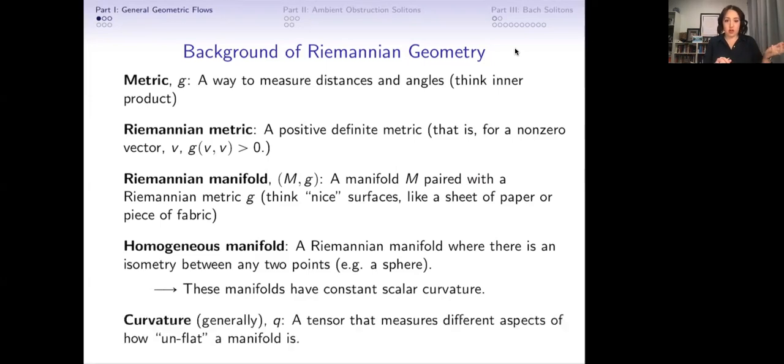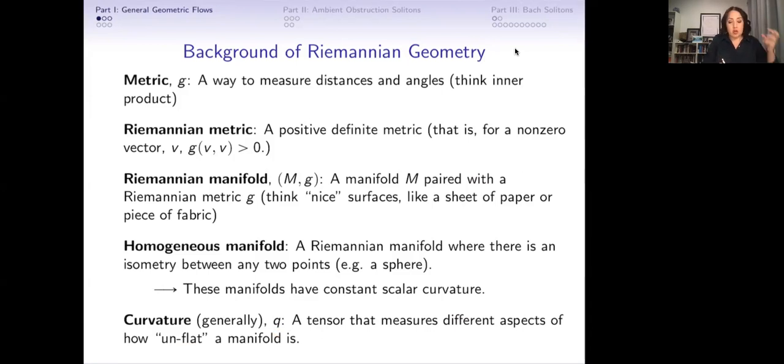Okay, so what is curvature? Well, curvature generally, I'm going to be representing it using the letter Q. So curvature, let's say, is a tensor that essentially measures different aspects of how unflat a manifold is. How unflat, how much it differs from a plane, or hyperplane or what have you. So I'm going to talk about this generally using Q.